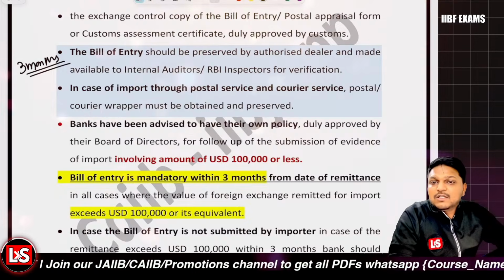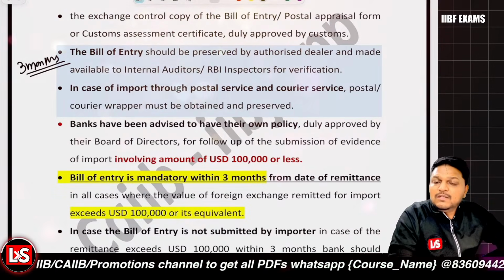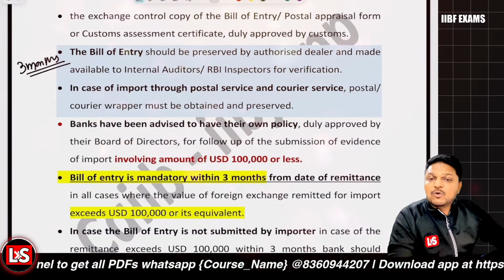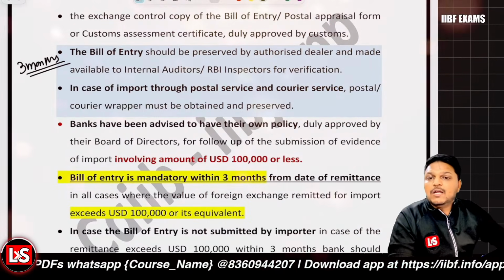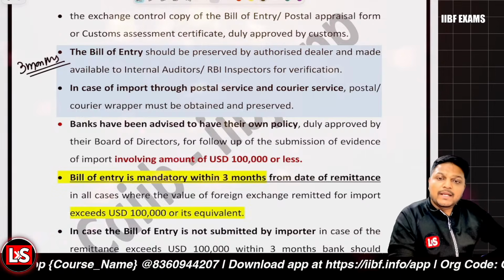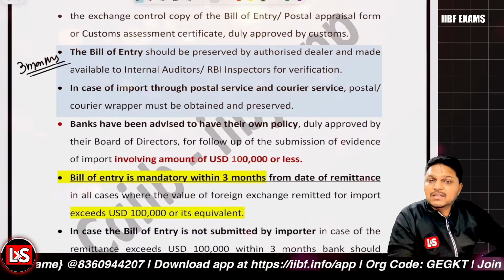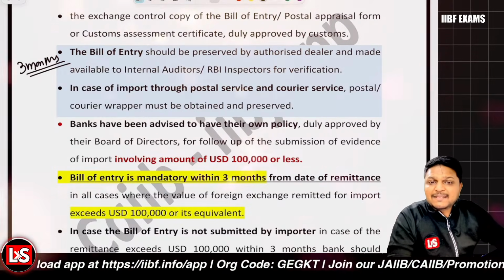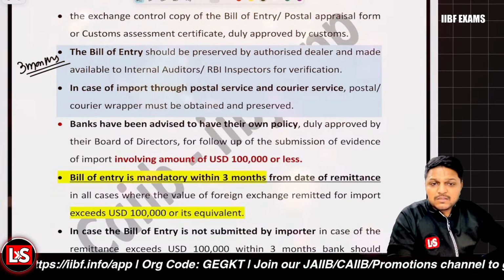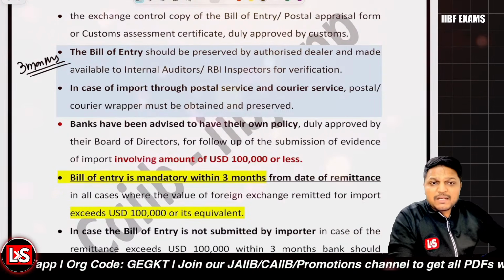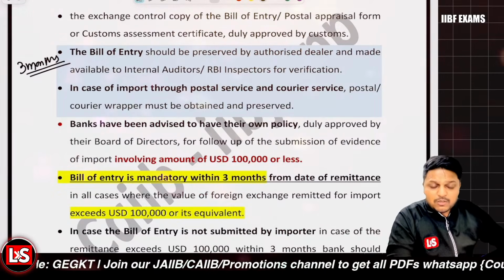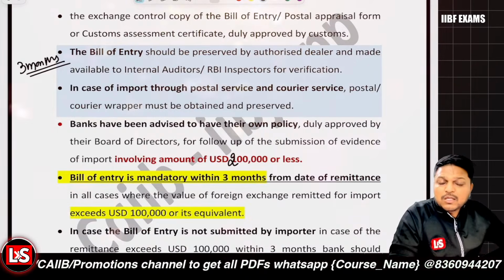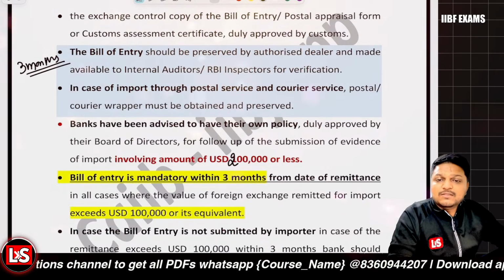And further, if it is not submitted within a period of 3 months, then the bank should be following up. The transaction is going to remain outstanding in IDPMS. It won't be settled out. It may require further reporting and further explanation. Clear with it? Further, the banks can have their own policy where the advance remittance is up to the amount of 2 lakh USD or lesser than that.